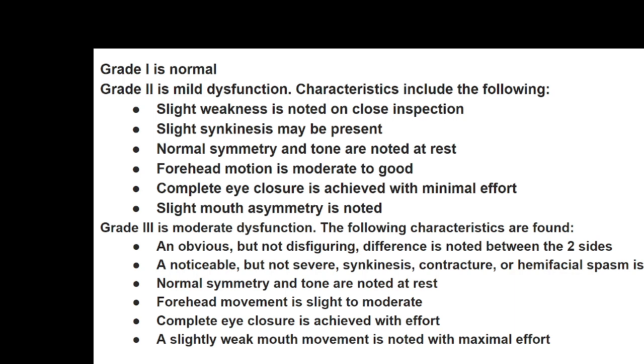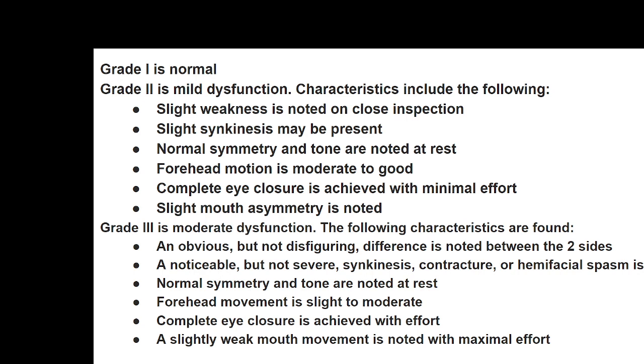Grade 1 is normal. Grade 2 is mild dysfunction. Characteristics include the following: slight weakness is noted on close inspection only, otherwise it may not be. Slight synkinesis may be present. Synkinesis is where the patient is not able to have symmetrical movement of the eyelids. Normal symmetry and tone may be noted at rest, but when the patient attempts to move, the asymmetry could be seen.